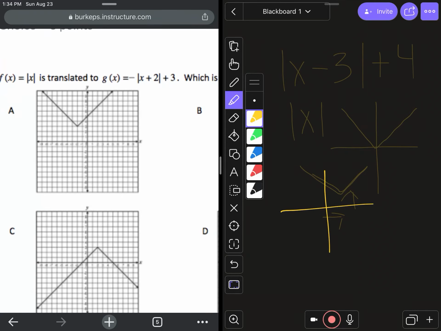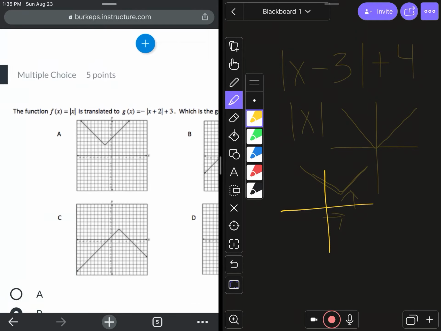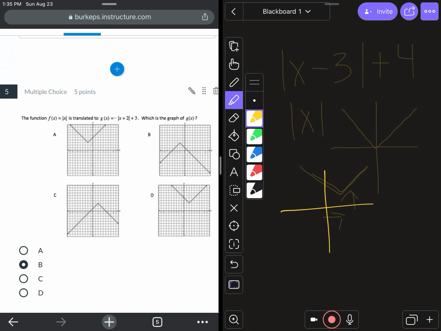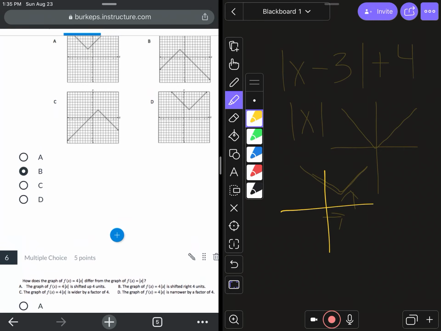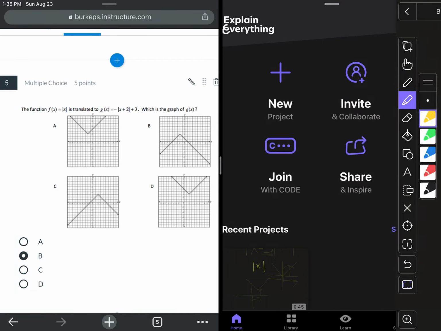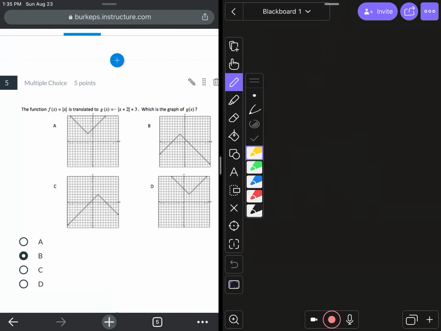Number 5. Here we got to figure out what this graph looks like. And I'll probably stop here because I think I've covered the concepts necessary to answer. I'll do the next one too because it shows one new concept. So let's look at 5. Let me get a new screen over here. There we go.